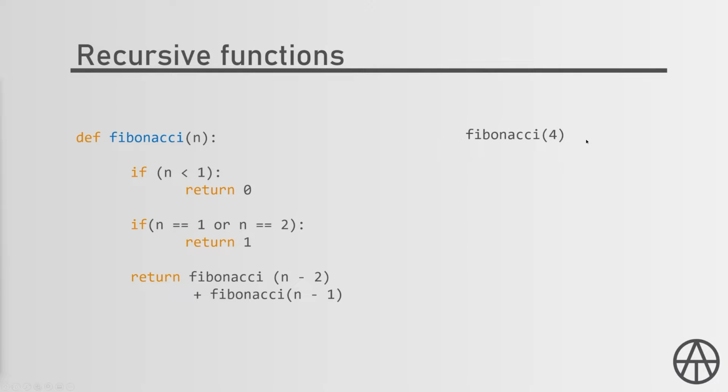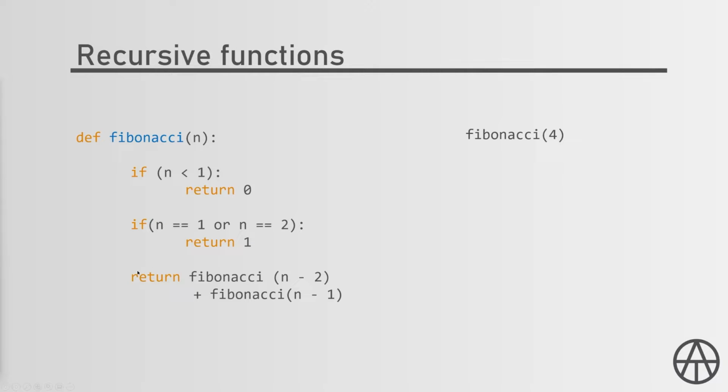All right, when I call Fibonacci of 4, this function will be called, and this entire process will be gone through. Now, what happens at first? It'll say, well, is n smaller than 1? No, so this won't happen. Is n equal to 1 or equal to 2? No, it's 4. So this won't happen either.